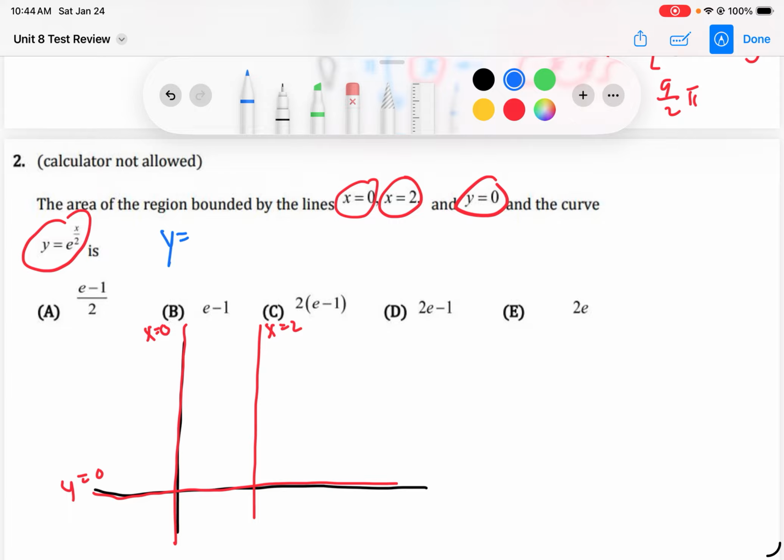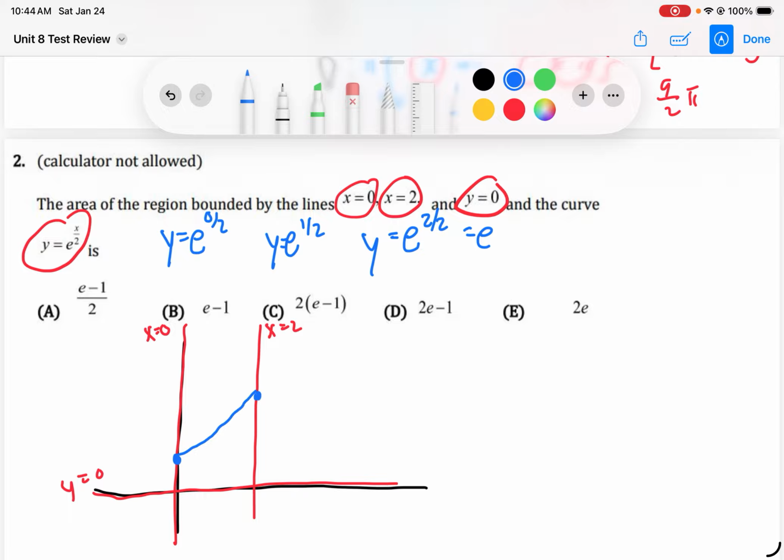So y is equal to e to the 0 over 2. E to the 0 is just 1, so that first value right there would be 1. And then I might plug in 2 also. I'll plug in 1. Y is equal to e to the 1/2, or I don't know what that is, square root of e. I don't know what that is, so I'm not going to bother. Then I have y is equal to e to the 2 over 2, which is e to the 1, so that's just e, like 2.72. So maybe it's something like that.